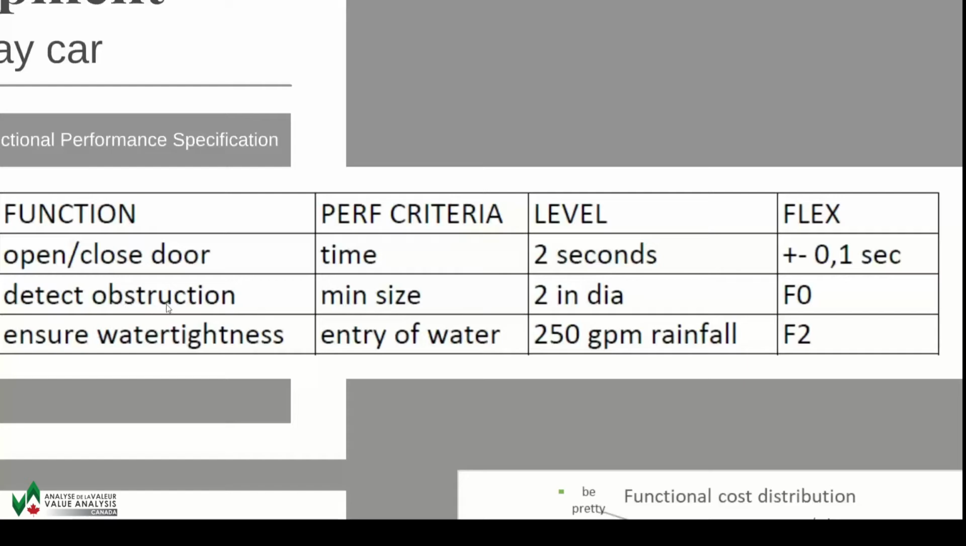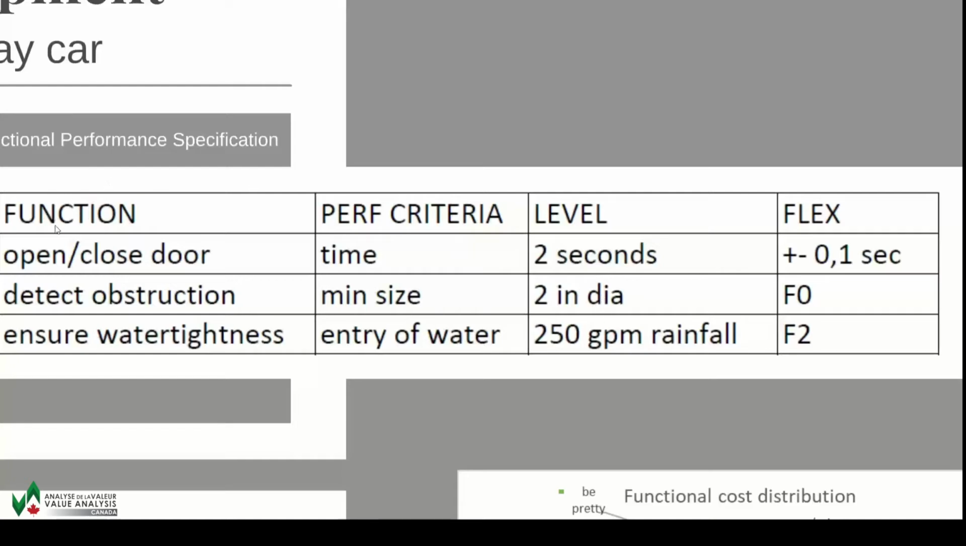Another function would be detect obstruction, and the performance criterion here would be the minimum size of the obstruction we want to identify, and it would be a 2-inch diameter. With an F0, meaning that you absolutely have to respect this level no matter what the cost is. So it's very important that a door system opens if there's a 2-inch diameter something in the door that stops it from closing.